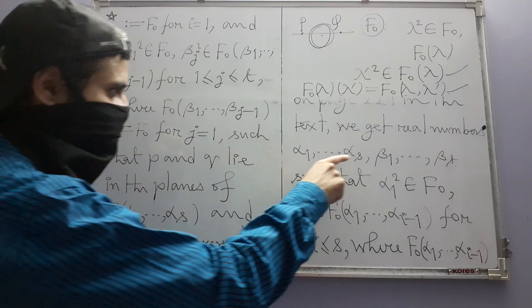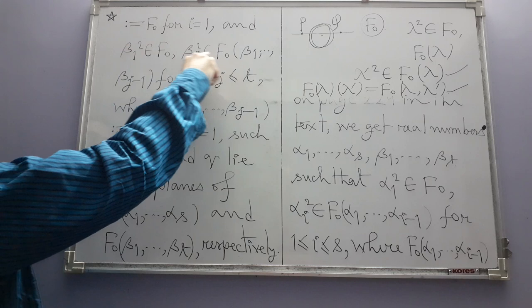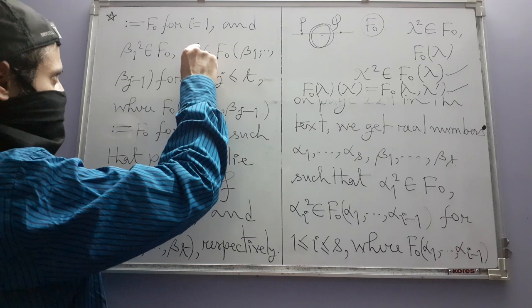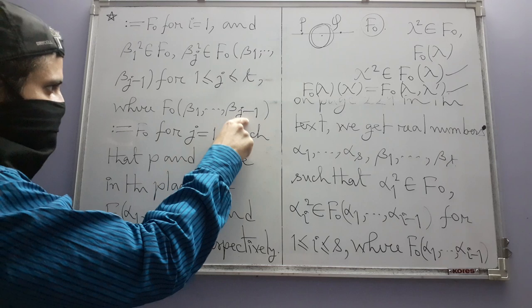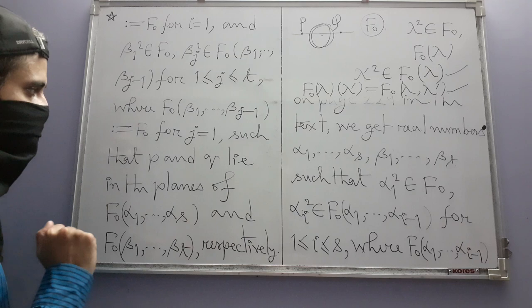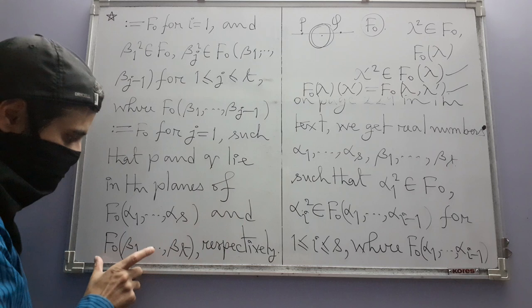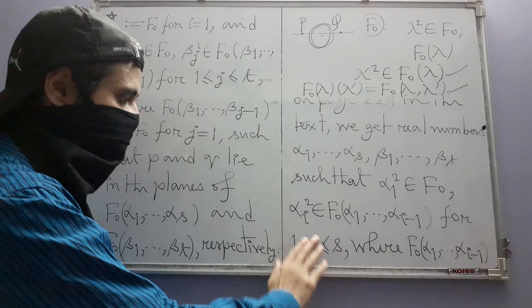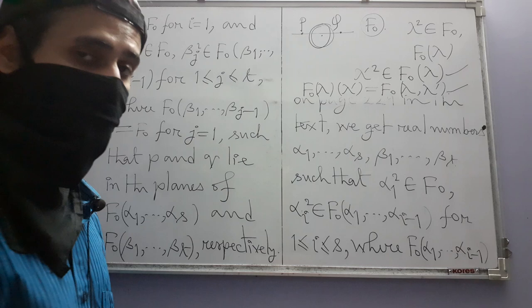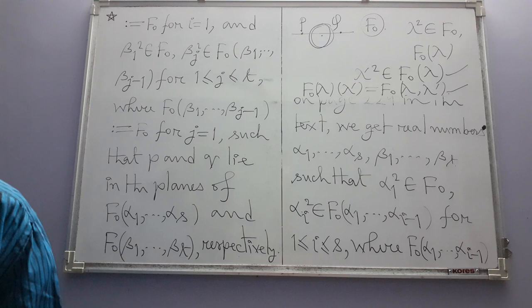For Q also we have obtained some such finitely many real numbers that behave like this. See, the square of the first one is a rational number, and the square of the jth one belongs to this extension obtained by adjoining the previous betas to the field of rational numbers. And here also, if j is 1, then we define this symbol to mean just F naught, the field of rational numbers. And such that Q lies in the plane of the extension of F naught obtained by adjoining all the betas. Okay. So all these conditions stem only from the fact that P and Q are constructible points, right? Now we are going to join these two things.